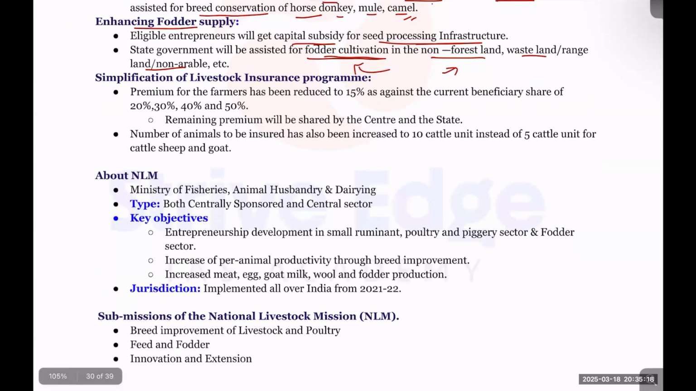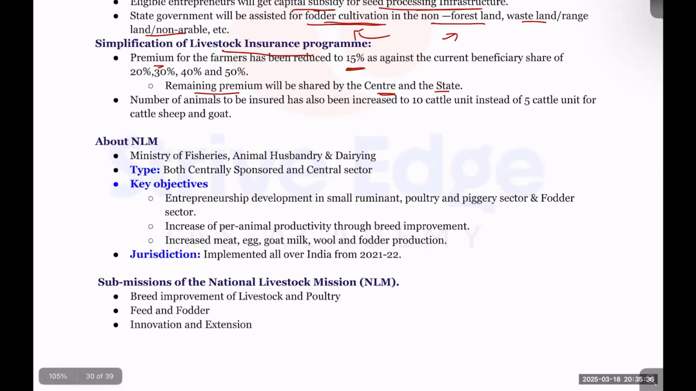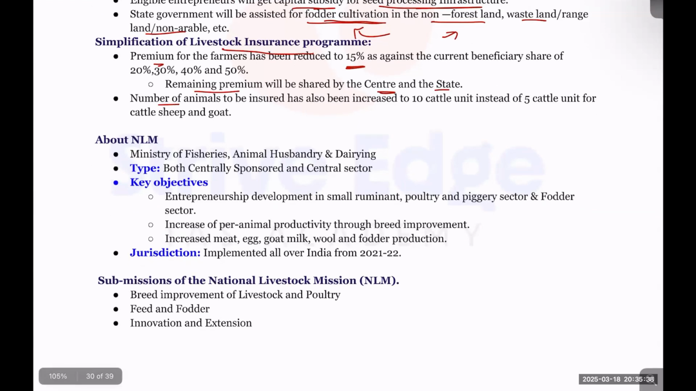Simplification of livestock insurance program will also be done. So what actually will be happening? The premium for farmers has been reduced to 15% only in order to insure their own product. Right? Remaining premium will be shared by center and the state. Now, number of animals to be insured has also been increased to 10 cattle units instead of 5 units for cattle, sheep and goat.